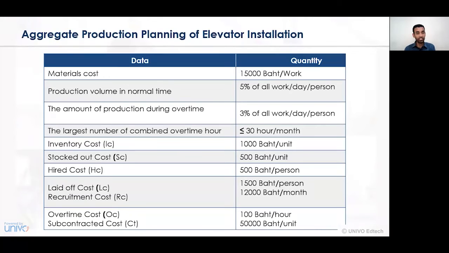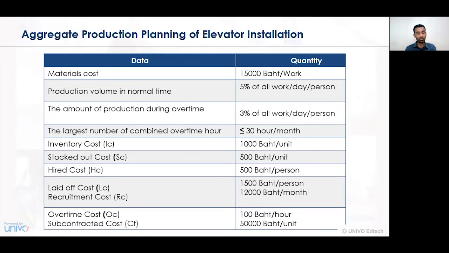Now let's understand the aggregate production planning of the elevator installation company. This particular table shows the information with respect to the data that is available with the company and the quantity that is available for the production processes. The various values with respect to the material cost, production volume, the amount of production, largest number of combined overtime hours, inventory cost, stockout cost, the hired cost, the laid off cost, the recruitment cost, the overtime cost, and the subcontractor cost are shown. Now let's look at each individual cost component in detail.